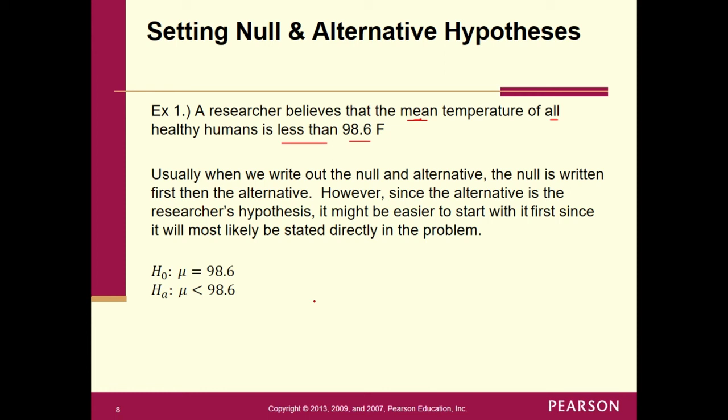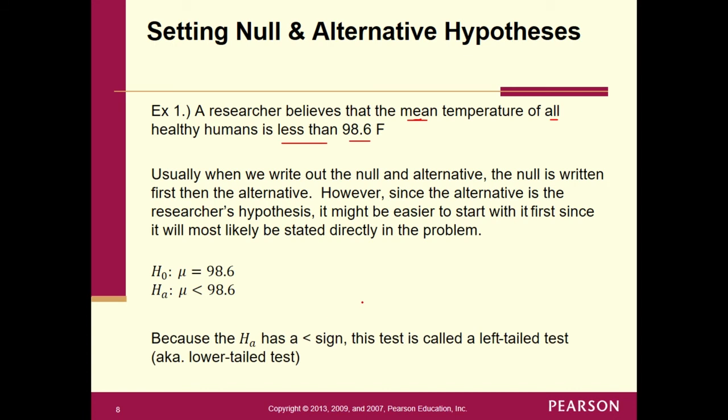That's it. Now we're going to use this bit of information later on when we talk about p-values. Because the alternative has a less than sign, the test is called a left-tailed or lower-tailed test. So less than sign means left-tailed, or if you will, lower-tailed. We're going to use that when we calculate a p-value, so that's important to note.